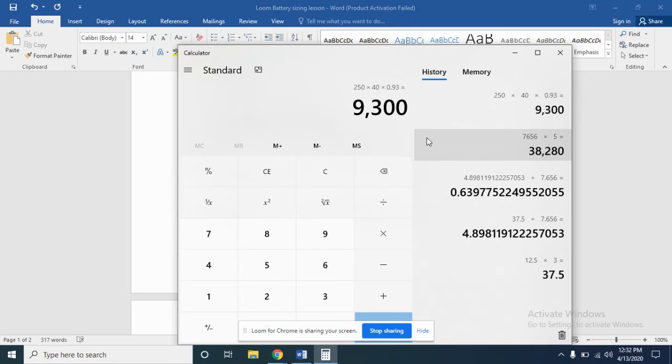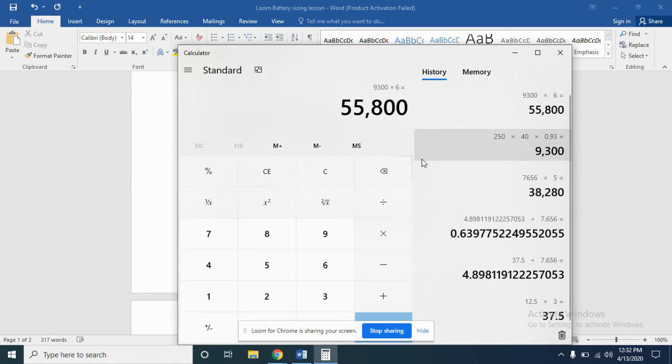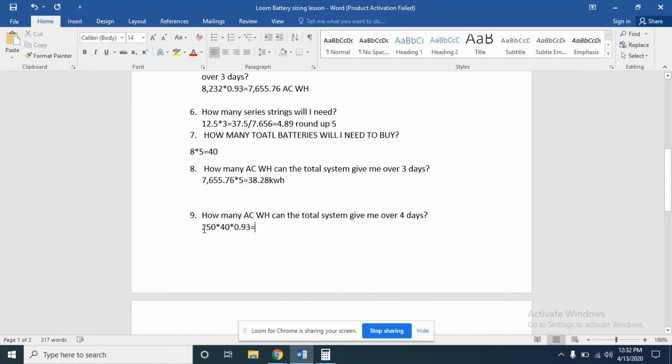I forgot one other key factor in this. They are a 6-volt battery, so I have to also add in the 6 volts. So 55,800 watt hours of AC power is what we could get over a 4-day time period.